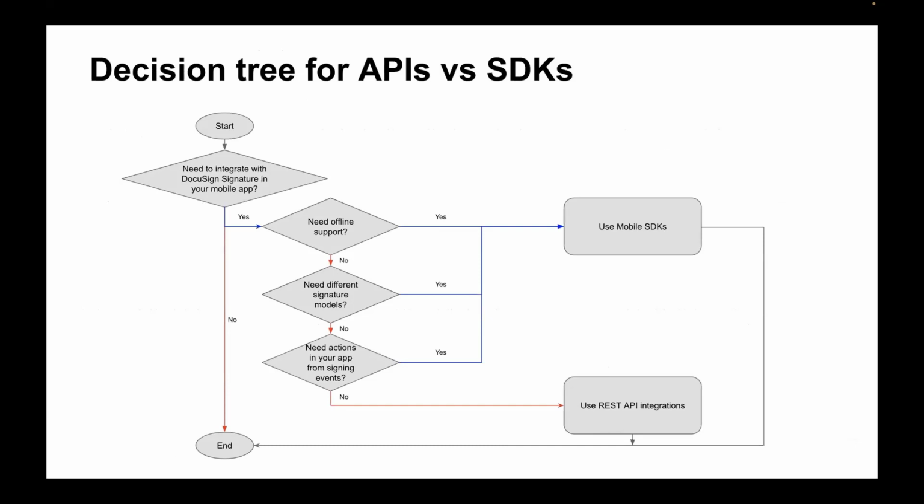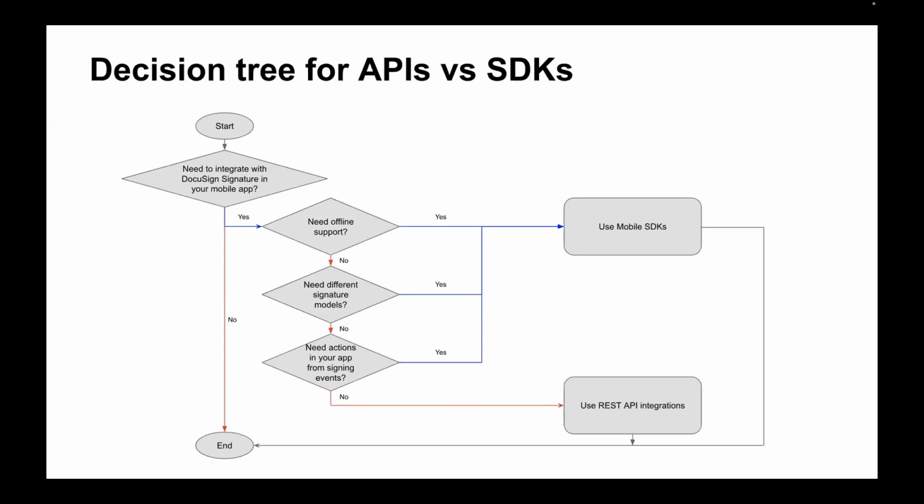Okay, now let's jump on to the decision tree, like how you choose between API versus SDK. To get started, you have to integrate DocuSign signature capability in your mobile app, right? And then if you need offline support, then definitely you should choose our mobile SDKs.